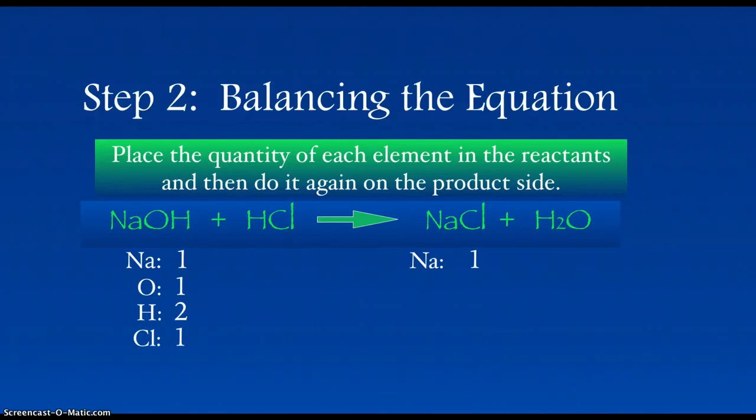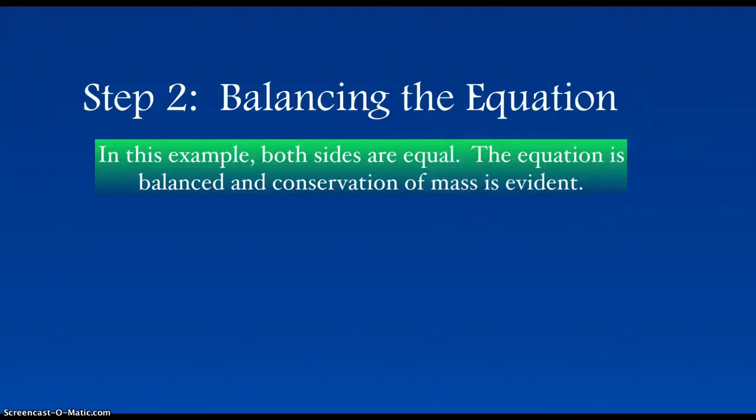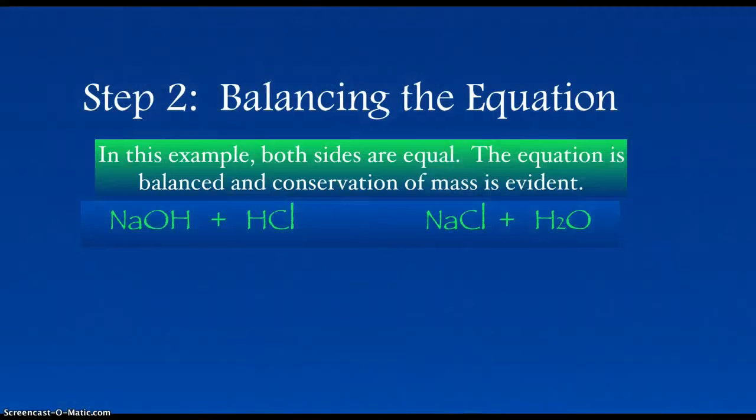On the product side, we have one sodium, which is Na. We have one oxygen. We have two hydrogens, but this time they're together on the other side. And we have one chlorine. So, when we look at it then, we need to basically realize that in this example, both sides are equal. The equation is balanced and conservation of mass is evident.